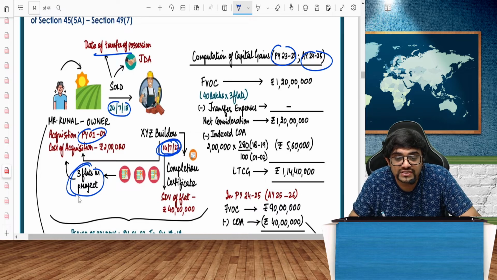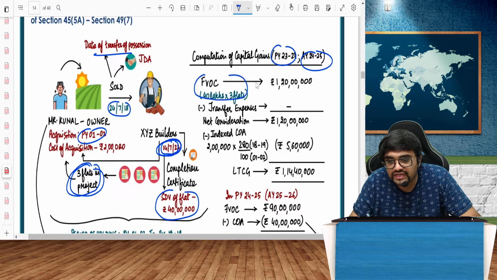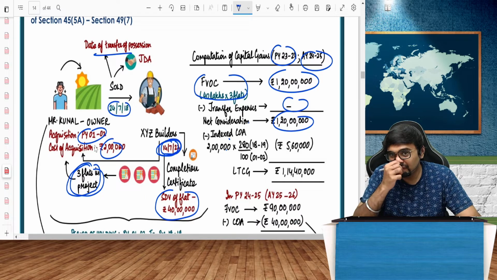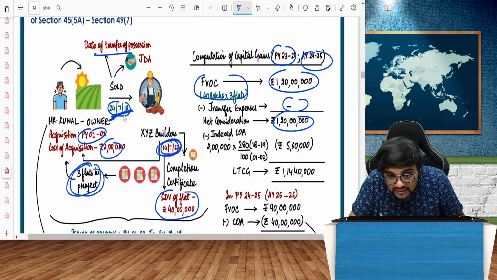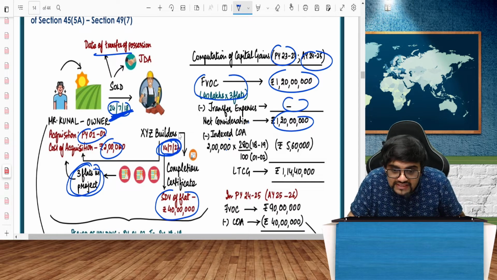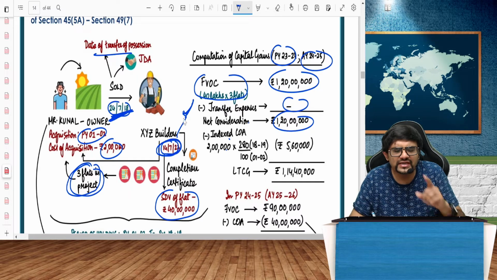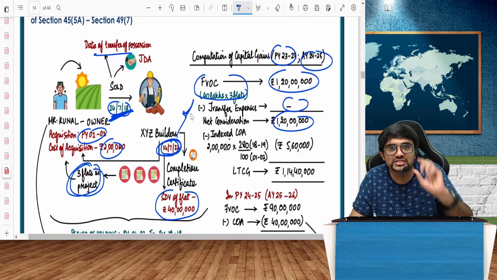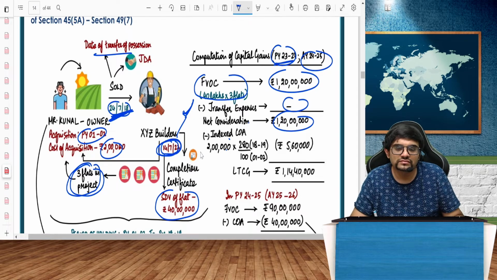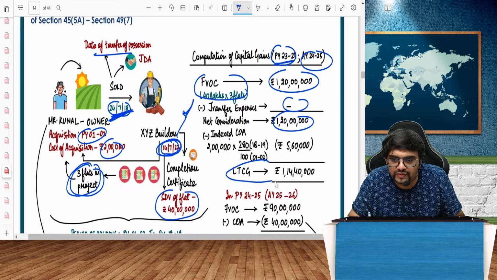3 flats I have received, first of all. At what rate? SDV 40 lakh. 40 lakh into 3 flats, 1.2 crore. Transfer expenses, nothing. Net consideration, same. Indexed cost of acquisition, 2 lakh. The transfer happened earlier, but taxability happens in the year of issue of the completion certificate, that is 23/24. So 1 crore 14 lakhs.